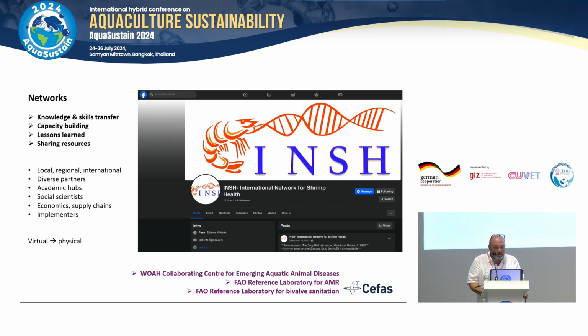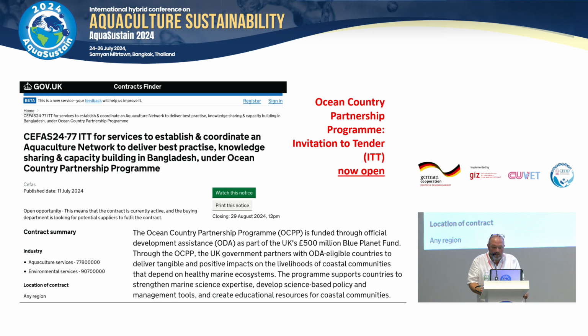But it does need a diversity of partners here. It needs academics, needs social scientists, needs economists, and needs people who can actually implement the stuff to gain that trust and acceptance. An example of this is a tender that's open at the moment from a program we've got at CEFAS as part of the Blue Planet Fund, which is called the Ocean Country Partnership Program. So this is to establish and coordinate an aquaculture network to deliver best practice, knowledge sharing, and capacity building in Bangladesh. So along the lines that I've just been talking about.